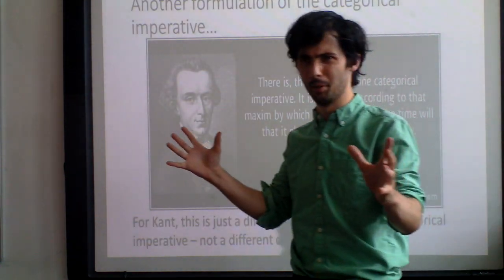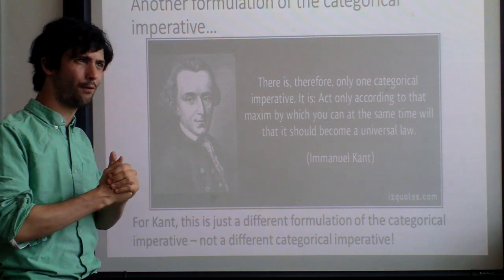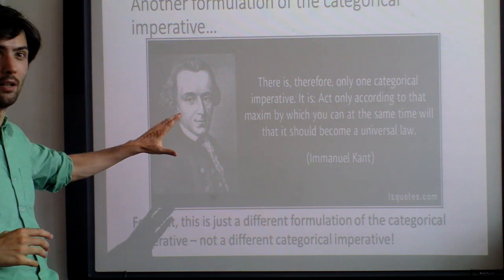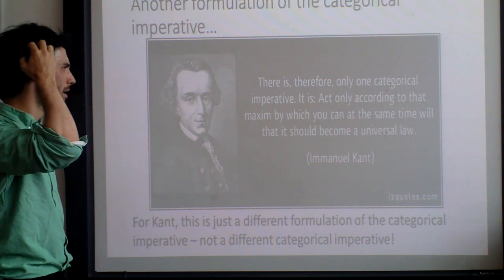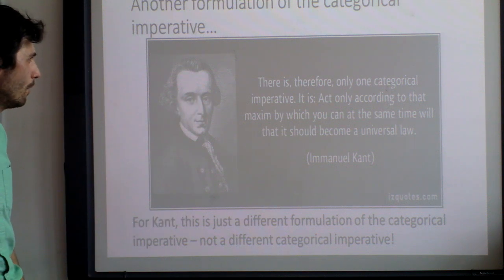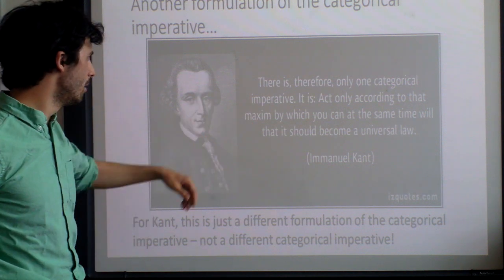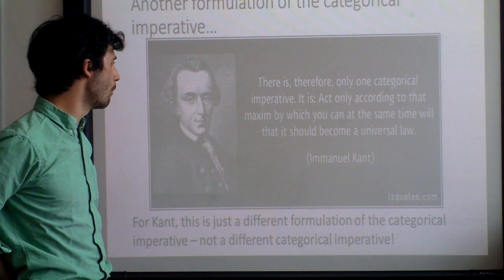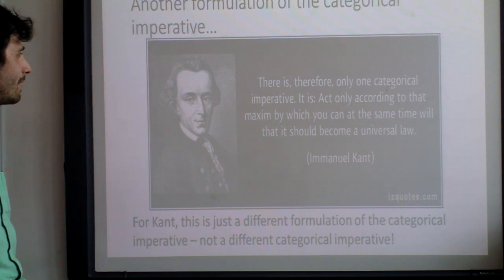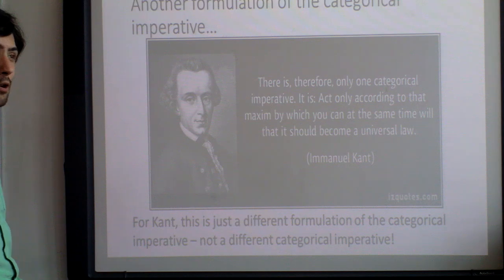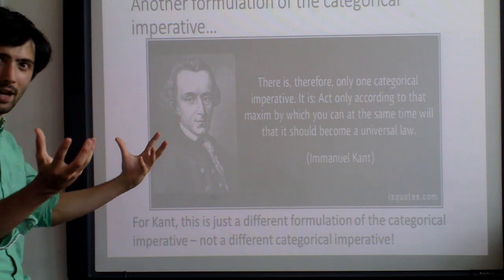Now you might think that's a little bit odd. Aren't they saying really different things? Aren't they quite different formulations? But at least for Kant, they're supposed to express the same thing. So let's look at this a little bit more closely. Act only according to that maxim. A maxim is a kind of rule, by which you can at the same time will that it should become a universal law. So the idea is you have to act in such a way that you could rationally desire for everybody to act in the same way.